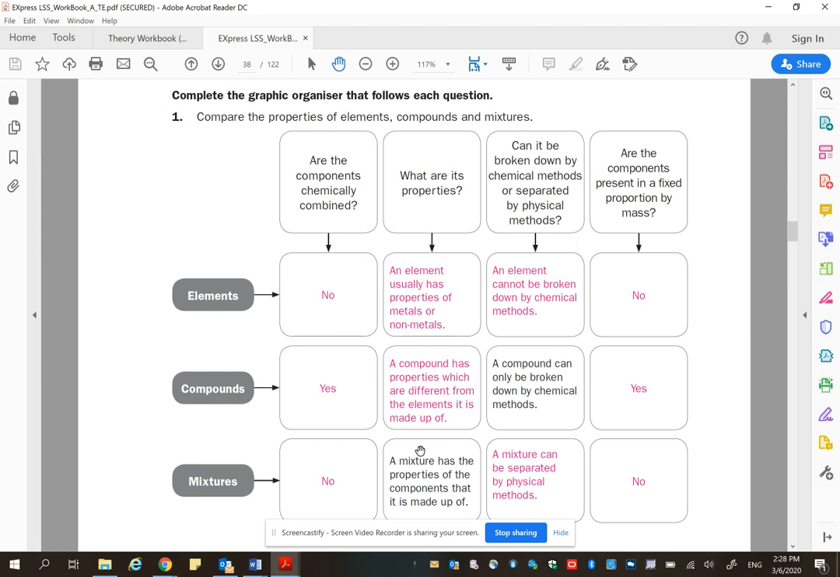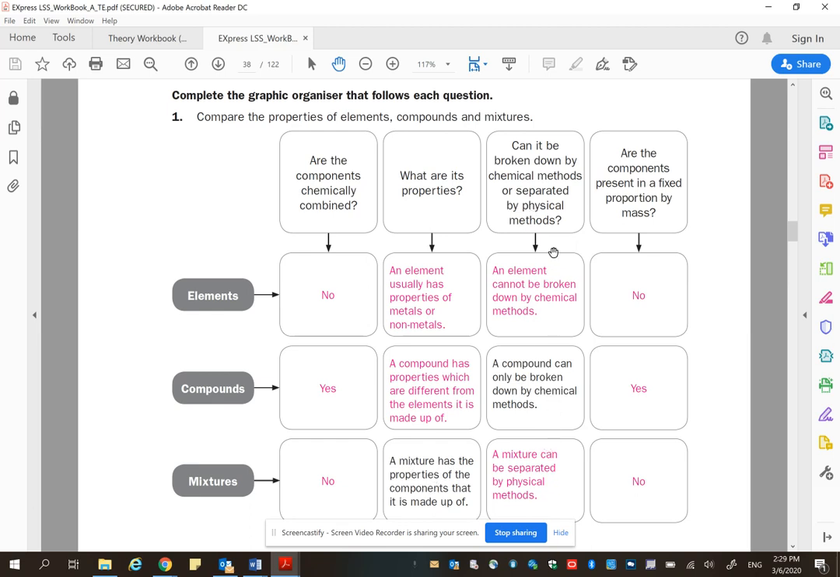In the second column, you can see the element has properties of either metals or non-metals. Compound will have unique properties, different from the elements it is made up of. Mixture will have some of each. For example, if I have a mixture of iron and sulfur, the mixture that I get will have some of the iron properties and some of the sulfur properties. So this is what we mean by mixture.